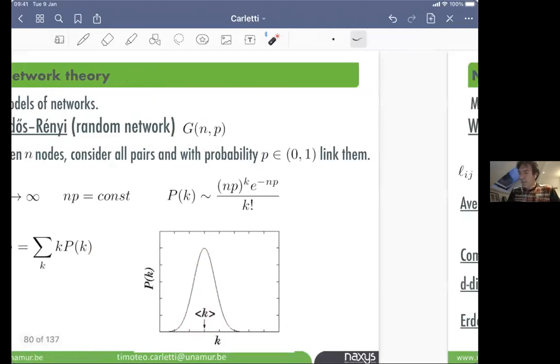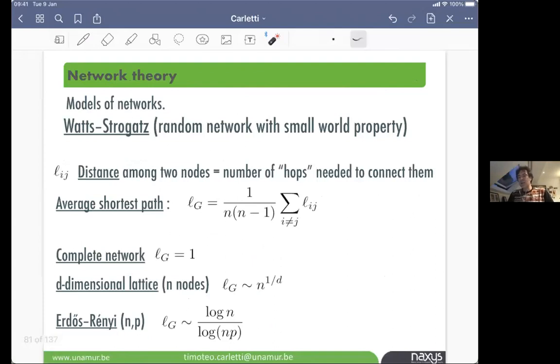Okay, so the second example is the network called Watts-Strogatz. This is again a random network, but with a new property called the small world property. This network was introduced by Watts and Strogatz, with the inspiration of social networks. This phenomenon of small world has been shown in movies and in books.